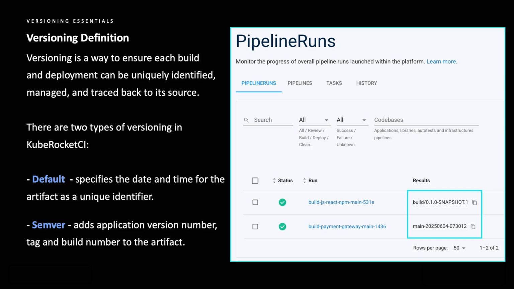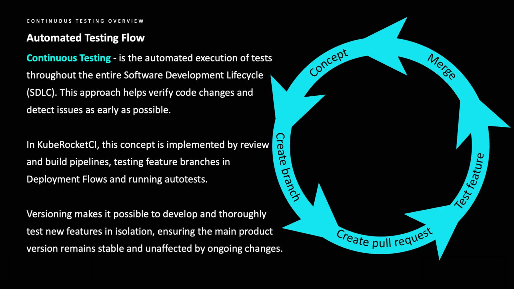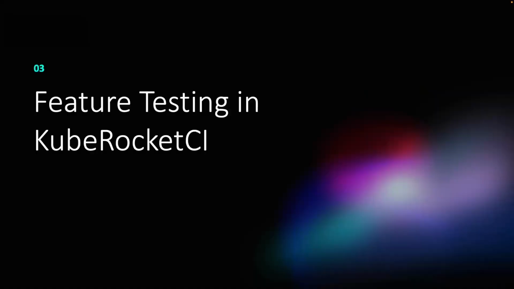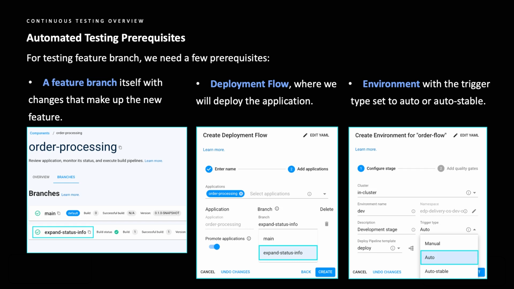Testing each version helps to define which exact version caused an error, simplifying the process of bug fixing. However, manually testing every version is time-consuming and not always reliable. That's why the concept of continuous testing was created. Continuous testing means running tests automatically at every stage of the software development lifecycle. This ensures that any problems or errors are found quickly, so code quality is maintained from the very start. In KubeRocketCI, this concept is implemented by review and build pipelines, testing feature branches in deployment flows, and running autotests when deploying applications. For testing feature branch, we need a few prerequisites.